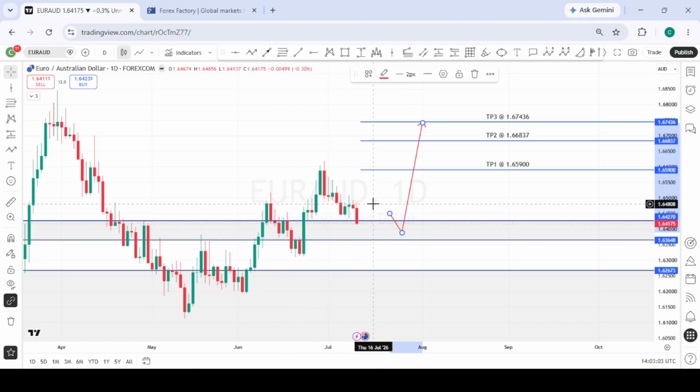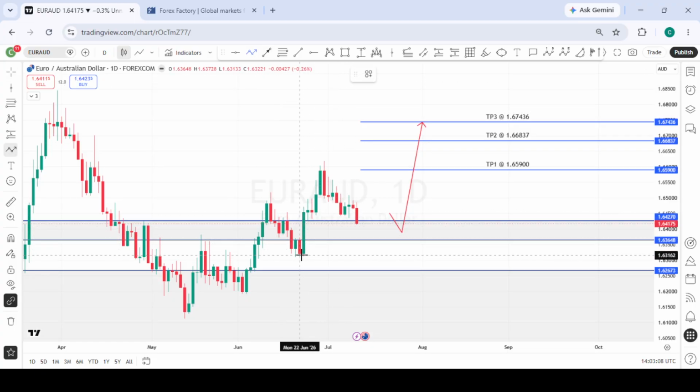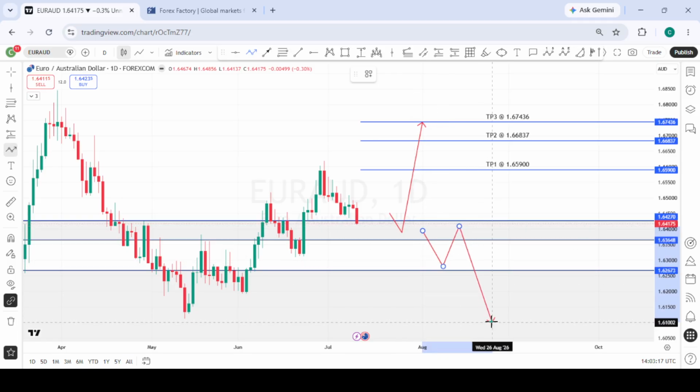If we get a daily candle closing below this daily structure here, then we are possibly going to shift bearish. If a daily candle closes below this structure here and gives us a possible pullback, then we are most likely going to head bearish for EURAUD.